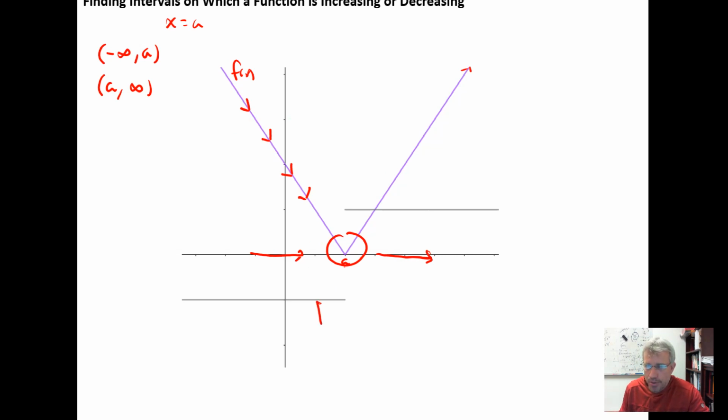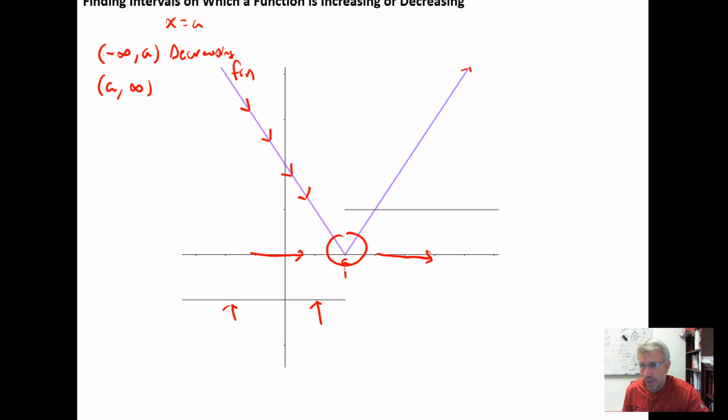Here I can see that the function's decreasing, but notice we could use the derivative to determine that. Here's the derivative of the function over the interval from negative infinity to a, and we can see that the derivative is negative. It's below the x-axis. So we can conclude that the function f of x is decreasing over this open interval because the derivative is negative. The rate of change of the function is negative, which means the function outputs are decreasing.